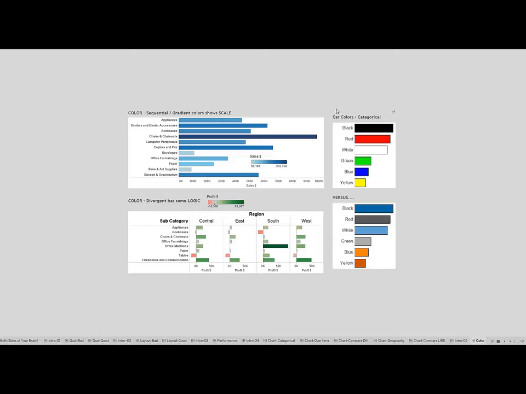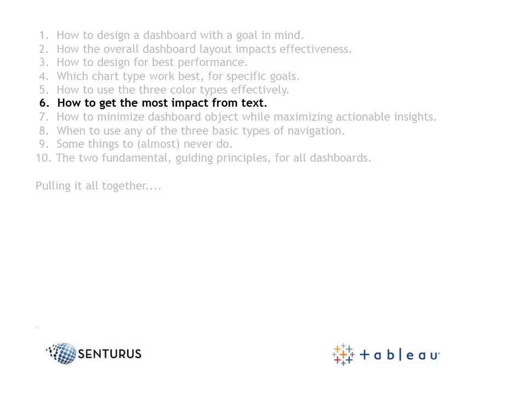Then the last one here is for categorical pieces of information, for categorical dimensions, like car colors here. You can align your color palette, black to black, red to red. Seems like a no-brainer, but you'd be surprised how few people actually do that. They just sort of go with the default. Tableau doesn't do this intelligently, but it's really easy to go in and assign a palette, and your dashboard will be that much more engaging and obvious.